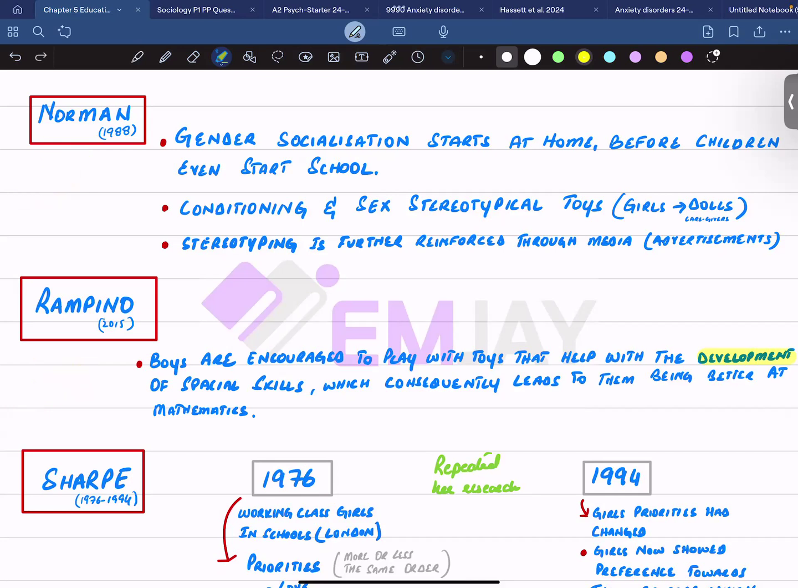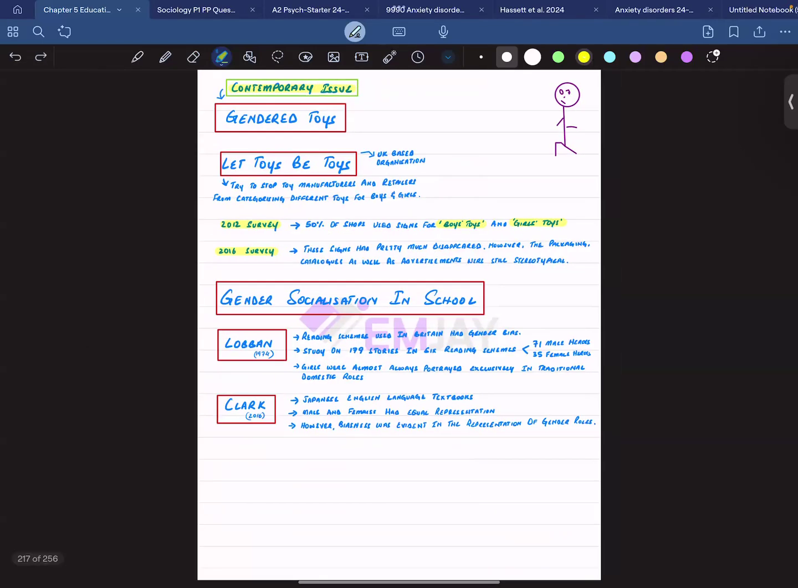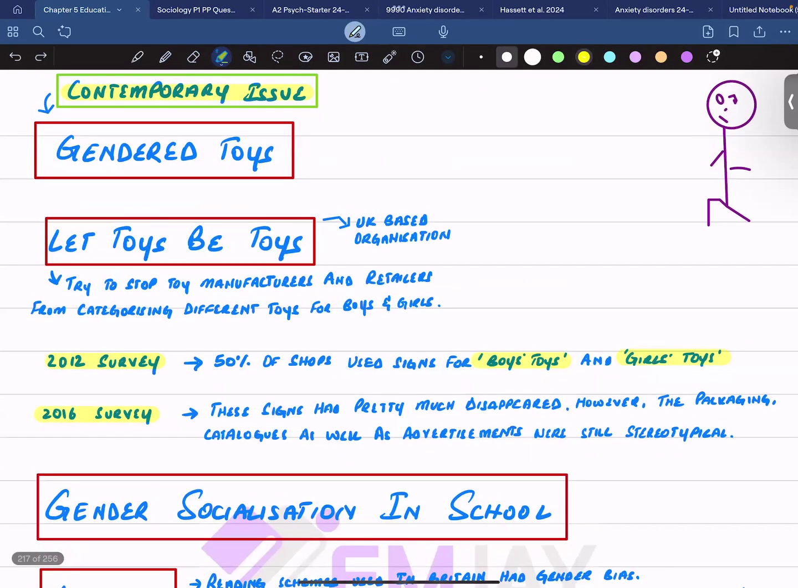Now, taking this ahead, moving on. There was a survey that was conducted by this organization in 2012, and the findings from the survey showed that around 50% of shops that they collected data from used signs such as boys toys and girls toys. Now, 50% of the shops, that's a huge number, that's a big number, right?